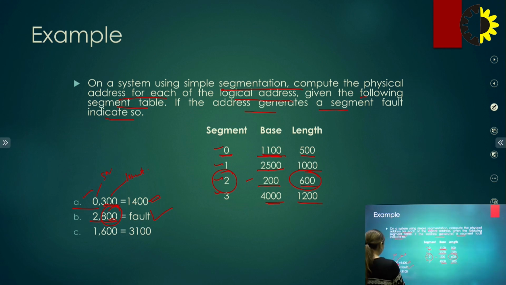Now 1 and 600. Here 600 is the offset in the segment, and the limit of the segment is 1000. So 600 can fit in 1000, so it is okay. Starting from 2500 we have to add 600, right? The address will be 3100, right?